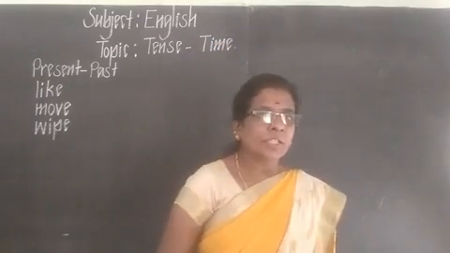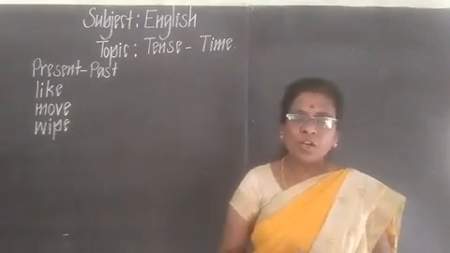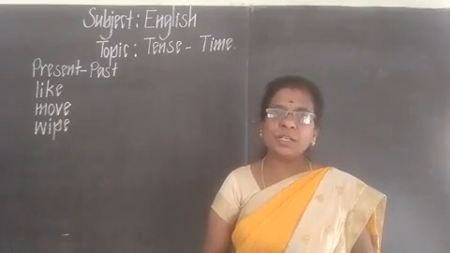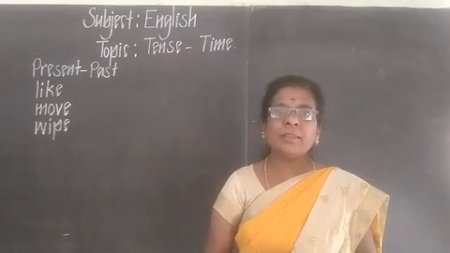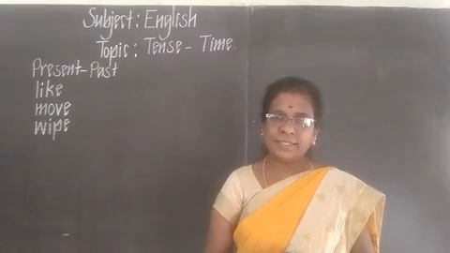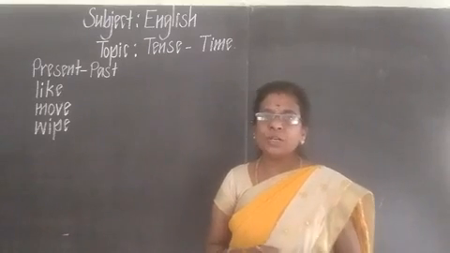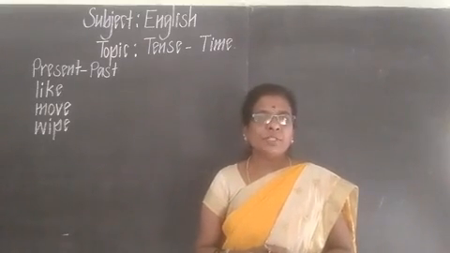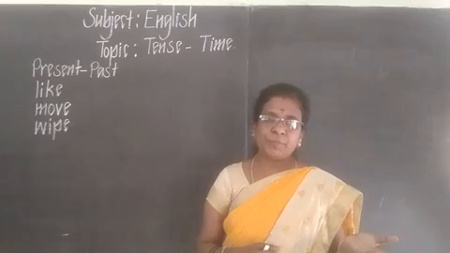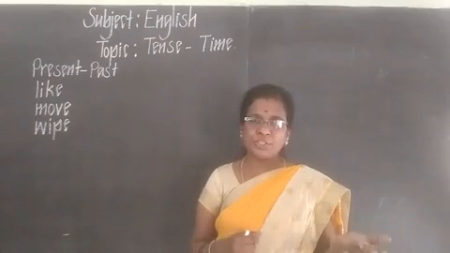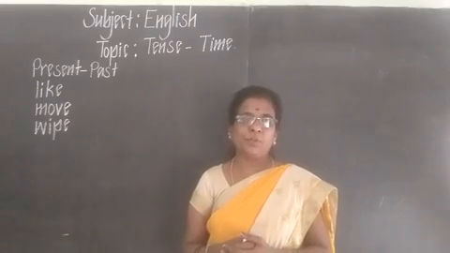See, the verbs that denote an action done in the present time are said to be in the present tense. Simple present tense. The verbs that denote an action that was done in the past time are said to be in the past tense. Simple past tense. Okay, children.